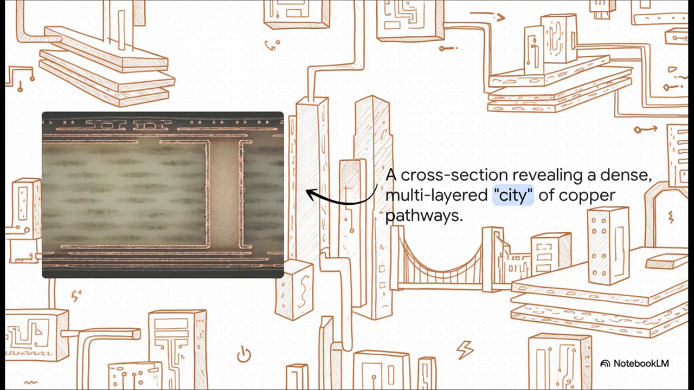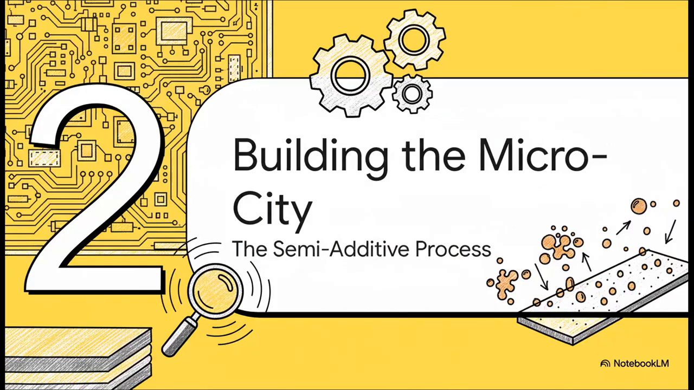And wow, this image just shows you how wild that translator really is. What you're looking at is a cross-section of one of these substrates. It's not just a flat surface, it's a multi-level city of copper highways, weaving and connecting with just mind-boggling precision. So how on earth do you build something this tiny and this complex? Well, we have to zoom in even further.